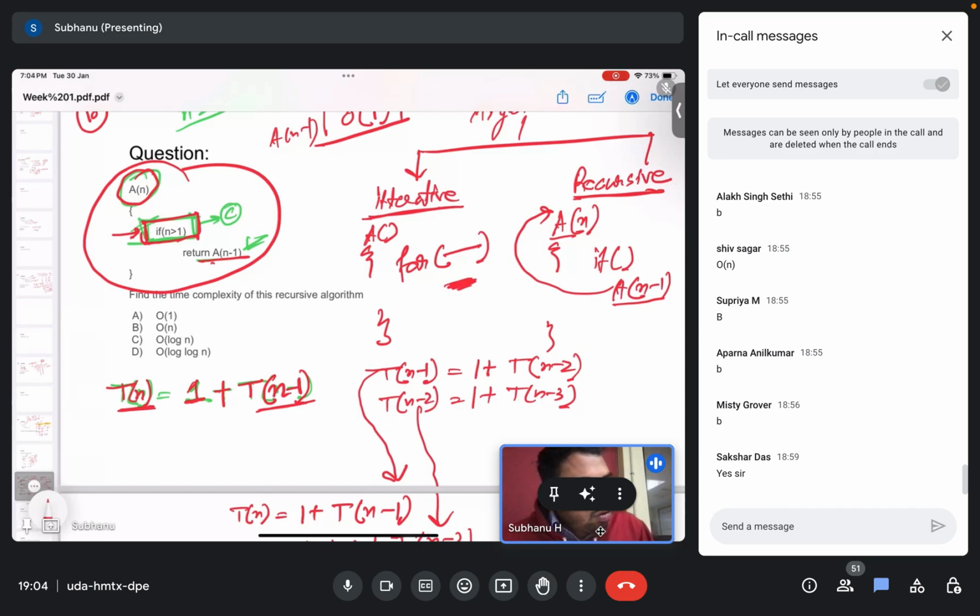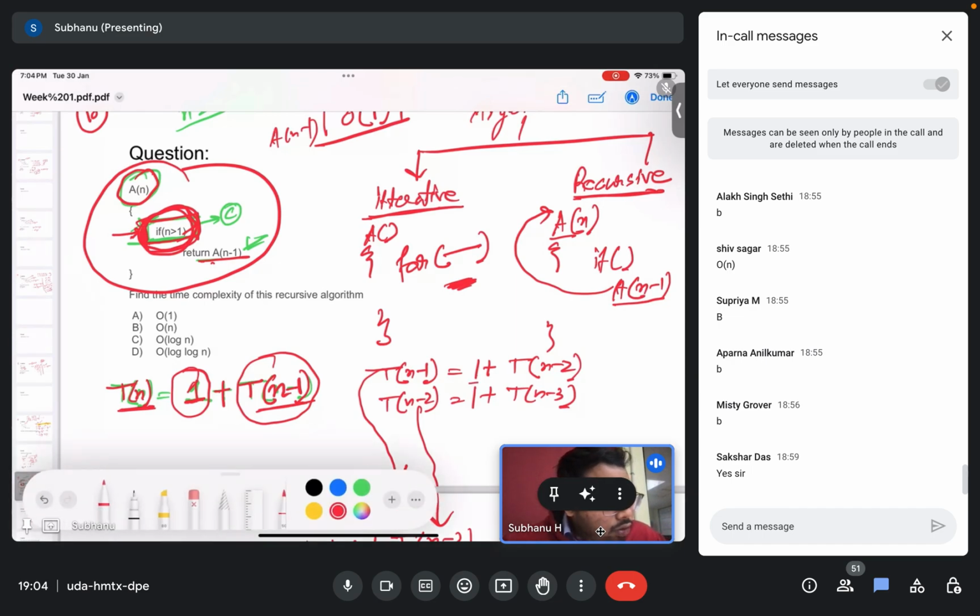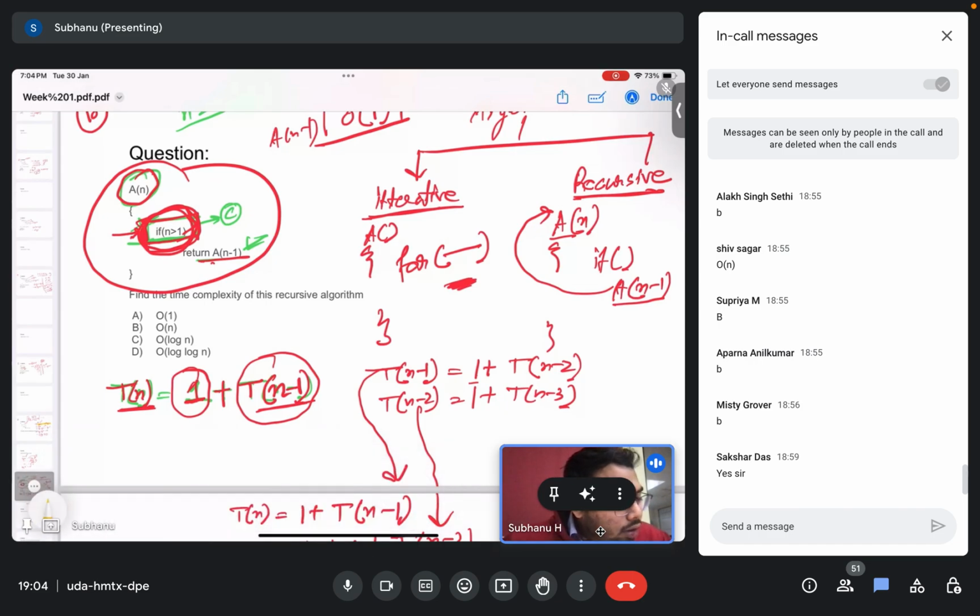Okay, to do Tn amount of computation, first we have to check this if loop. To check this if loop, we need a constant amount of work, that is 1, and then we have to do T(n-1) work. For T(n-1) we also have to do this constant amount of work, that is 1, and then we have to do T(n-2) amount of work. For T(n-2) we have to do 1 amount of work, then T(n-3) amount of work.